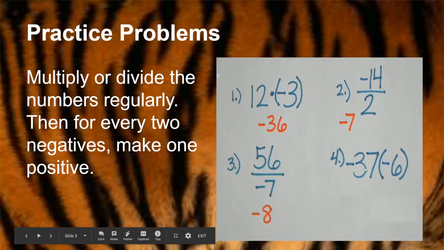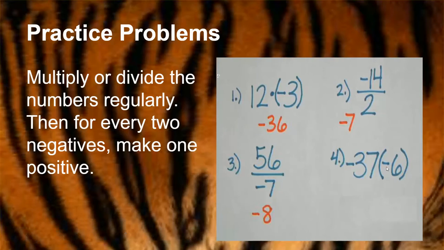This one, negative 37 times negative 6. There are two negatives here. Therefore, my answer is going to be positive. 6 times 37 is 222. So it's positive 222.